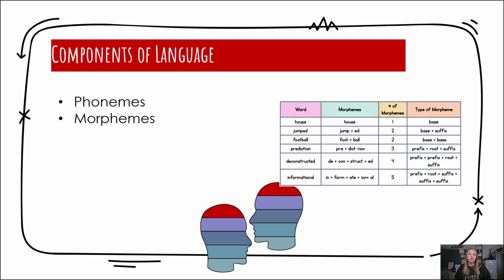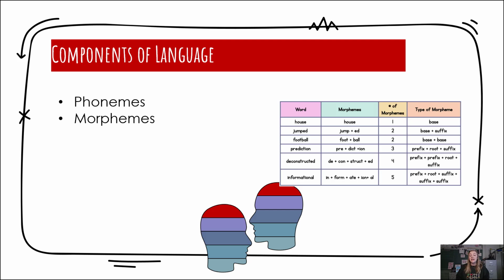Morphemes are the smallest unit of meaning in words. So I always think about morphemes with that M, meaning. When we look at a word, we can break it apart into the different pieces that we've added to that word to make a unit of meaning. For example, in our chart here, you can see that our base word of house has just one morpheme, right? There is just that word house. However, if we look at the next word, jumped, we have two morphemes. We have the base word of jump, and then we've added the suffix ed, which adds the past tense.